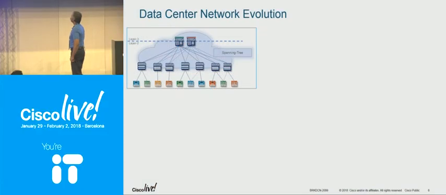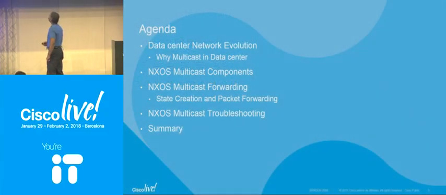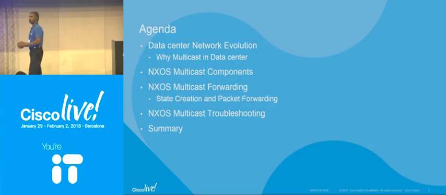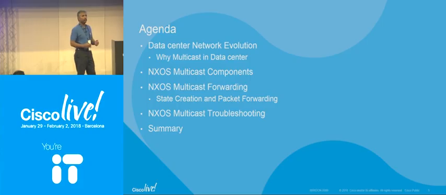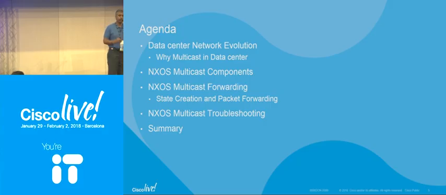So this would be our agenda for today's presentation. We'll start with just giving a gist about the evolution of data center network. We'll then look into the different multicast components related to the data center switches. We'll look into the control plane and the forwarding semantic about how they work in the data center switches. And then we'll look into some of the troubleshooting components.